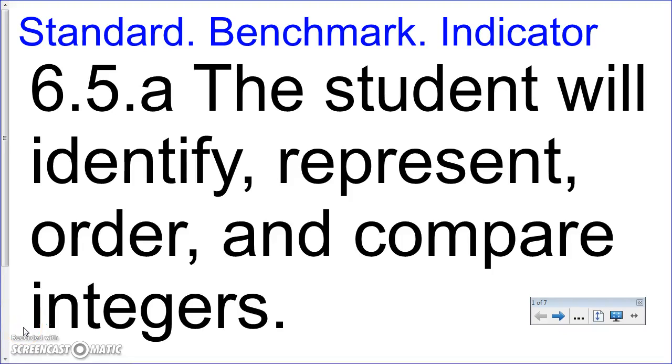Today we are going to review the coordinate plane. Please copy down the standard benchmark indicator on a clean page in your math notebook. The students will identify, represent, order, and compare integers. You can pause the video here to give yourself time to copy down the SBI.